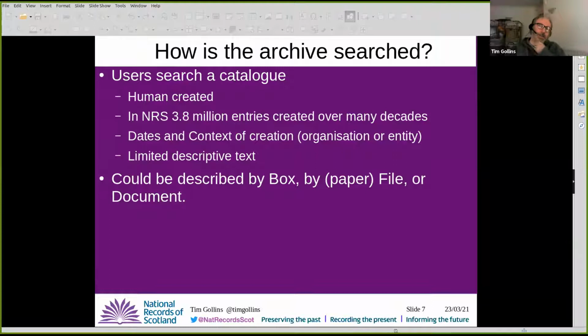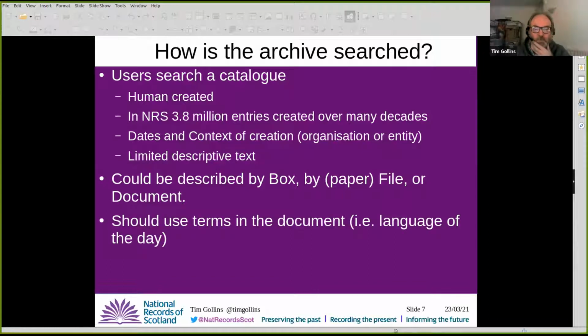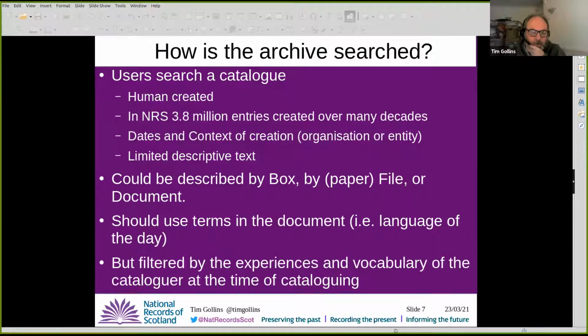Now, the other thing that's important to understand about archival catalogues is there's an economics game being played here. We don't have infinite numbers of archivists available to us. And so the material might be described by box, by paper, by file, or even by document. There are different granularities. And archival cataloguing says it should use the terms in the document, i.e. the language of the day. But of course, that's filtered by the experience and vocabulary of the cataloguer at the time of cataloguing. So that also introduces some interesting features.